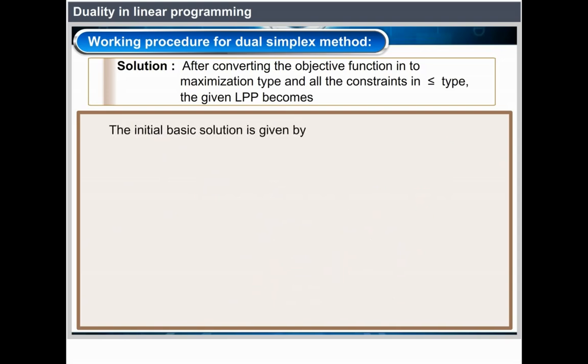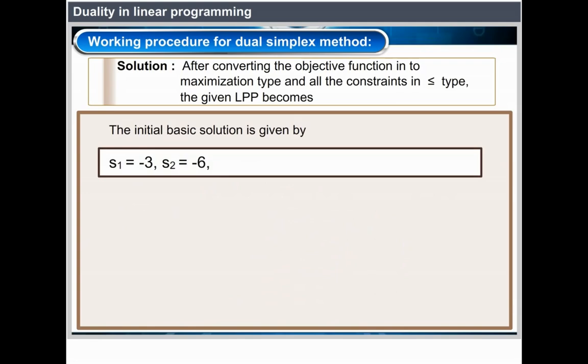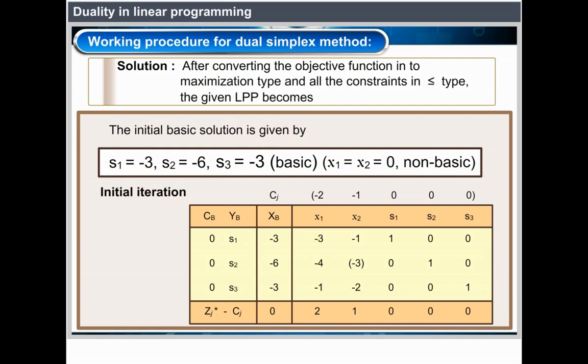The initial basic solution is given by s1 equal to minus 3, s2 equal to minus 6, s3 equal to minus 3. By taking x1 equal to x2 equal to 0 as non-basic variables, we get the s1 to s3 variables, since initially we have taken s1 to s3 as basic variables. Initial iteration. Now we can see the simplex table: CB, YB, XB, X1, X2, S1, S2, S3. Now we fill the table row by row.